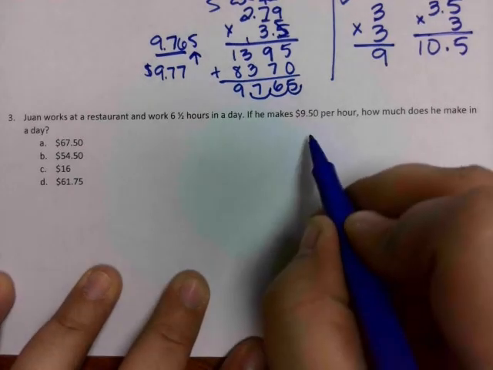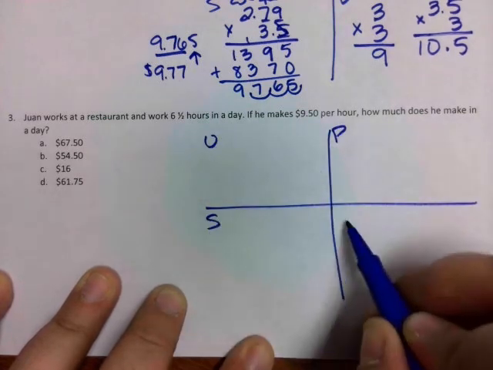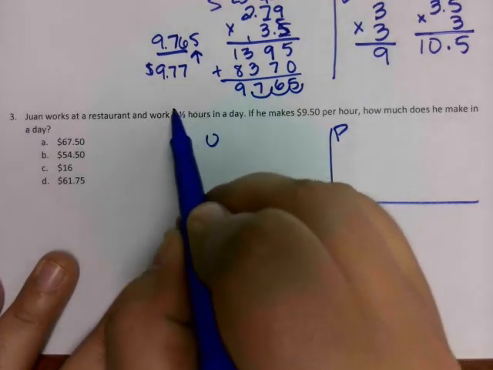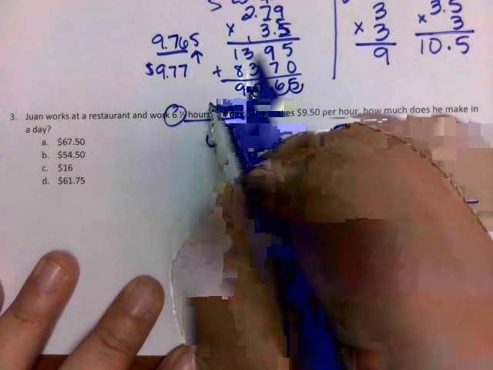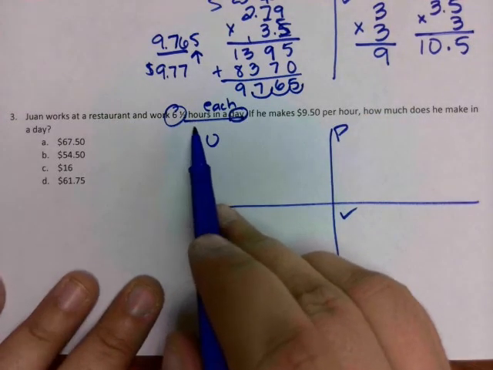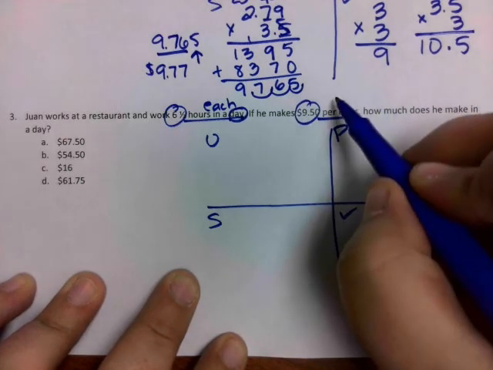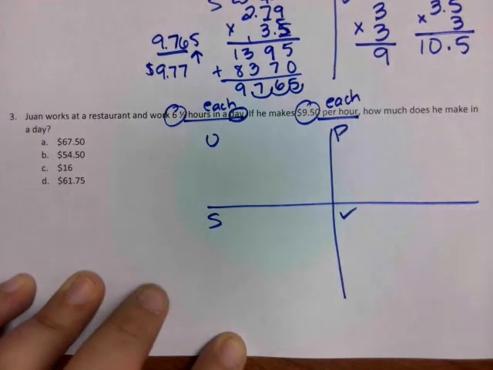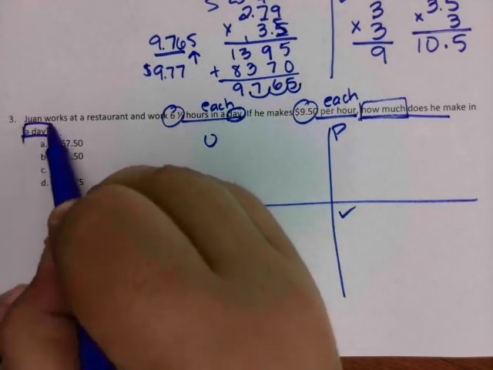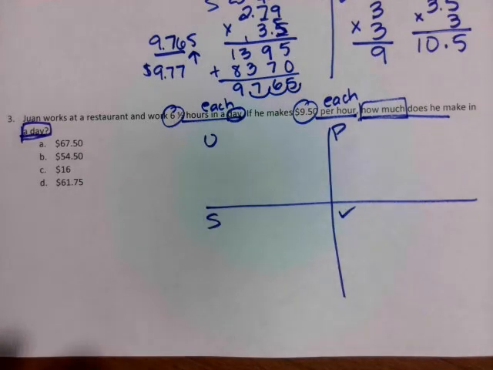Alright, so let's do our UPS check. UPS check. Juan works at a restaurant and works 6.5 hours in a day. So each day he works 6.5 hours. If he makes $9.50 per hour for each hour, how much does he make in a day? So we want to know how much he makes in the day. So in the day, we know he works 6.5 hours.